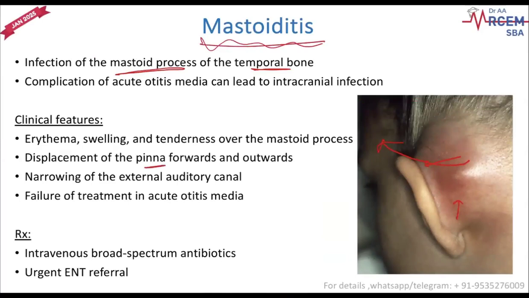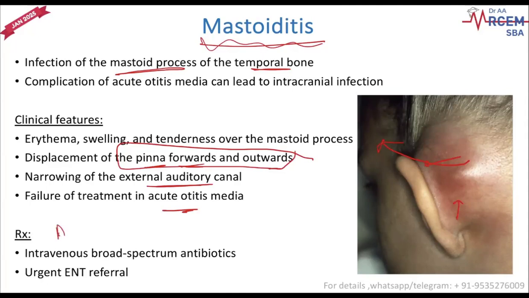The pinna, the external pinna we are talking about, should be forward and outwards. These are the key words you need to pick up from the stem of the question. Because the pinna is moving forwards and outwards, the external auditory canal gets narrowed. Most of the time, it is the failure of treatment of otitis media. This is a complication of acute otitis media.